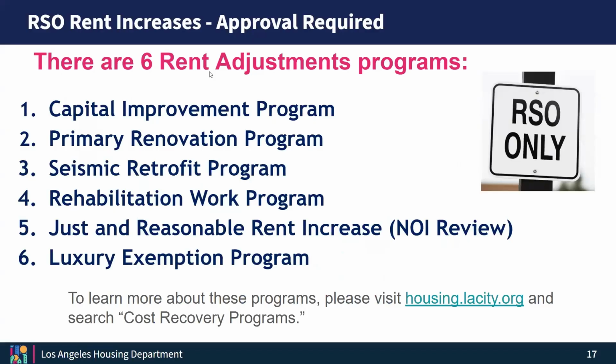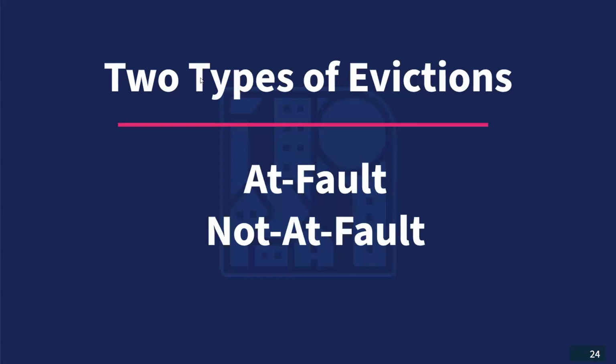RSO rent increases, approval required. There are 6 rent adjustment programs: capital improvement program, primary renovation, seismic retrofit, rehabilitation work program, just and reasonable rent increase, and luxury exemption program. You can go to housing.lacity.org and search cost recovery programs to get more details. Next slide. 2 types of evictions: at fault and not at fault.